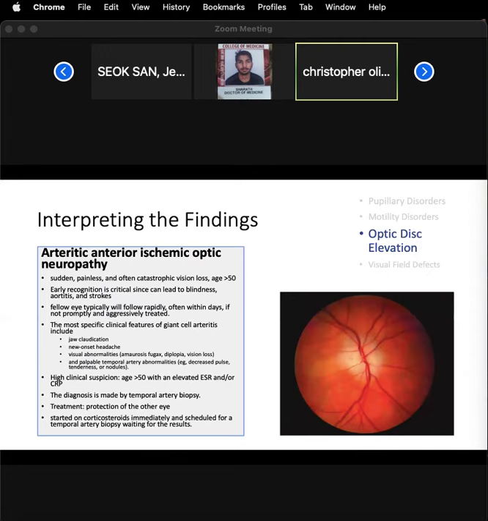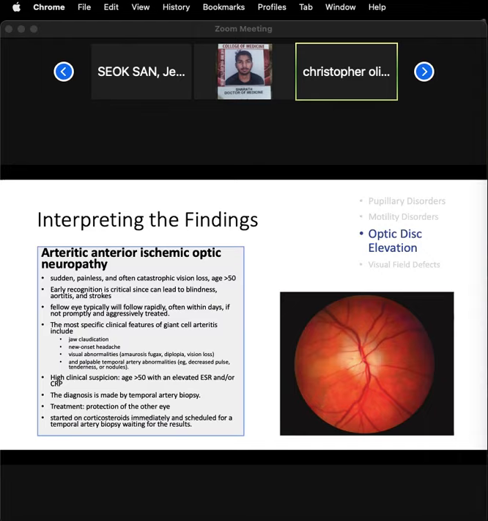For the arteritic anterior ischemic optic neuropathy, this is sudden, painless, and often catastrophic vision loss in older patients, maybe greater than 50 or 60. Early recognition is critical since this can lead to blindness, irreversible vision loss, and even strokes. The fellow eye will follow rapidly, often within days, if not treated promptly and aggressively. So the most specific clinical features are jaw claudication, new onset headache, visual abnormalities like amaurosis fugax, diplopia, and vision loss, and palpable temporal artery abnormalities.